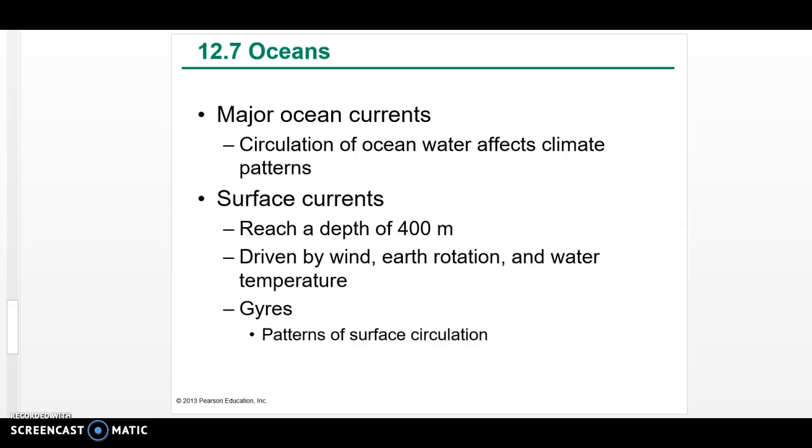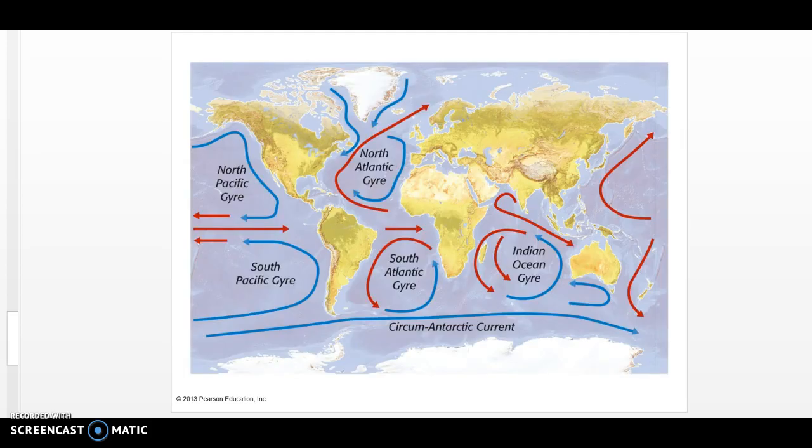We call these surface ocean currents gyres. There are a bunch of them, and they control the surface water current. They reach 400 meters in depth. Remember, they are driven by the wind, the Earth's rotation, and the water temperature. Here are the gyres. These are surface water currents: the North Atlantic gyre, the North Pacific gyre, the South Pacific gyre, the South Atlantic gyre, and the Indian Ocean gyre.